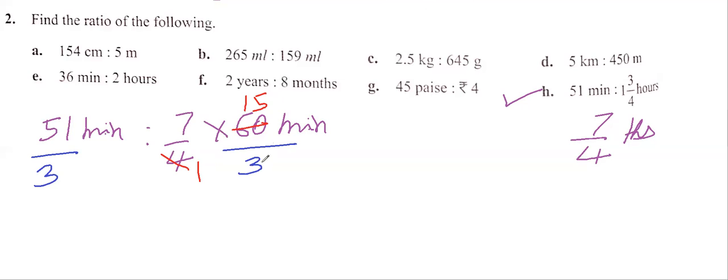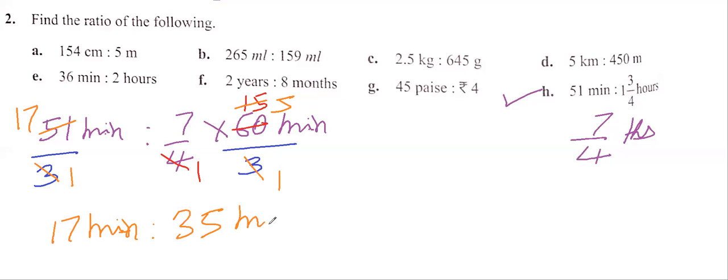When I divide by 3, 3 1s are 3, 3 5s are 15. Similarly here 3 1s are 3 and 3 17s are 51. So here I am getting 17 minutes. And what is 7 into 5? 7 5s are 35. So here I am getting 35 minutes. This is your final answer. Understood?